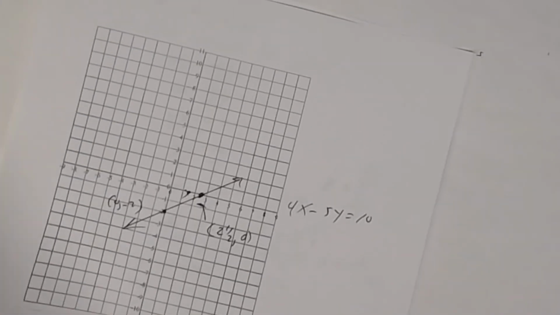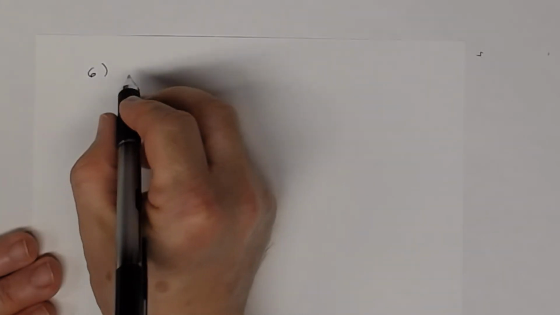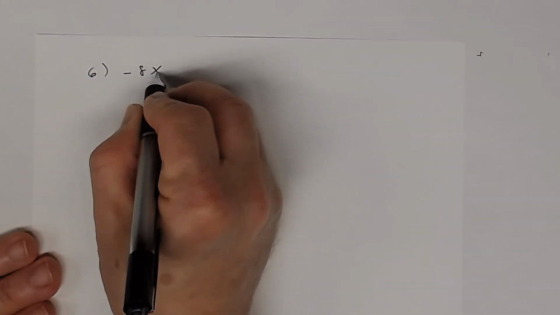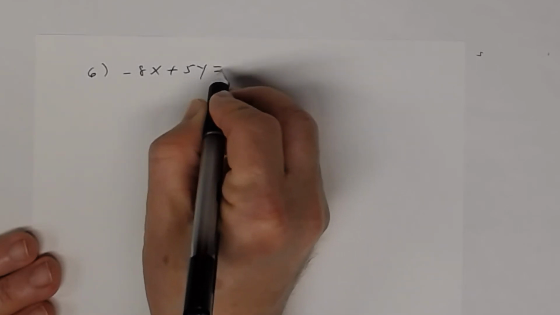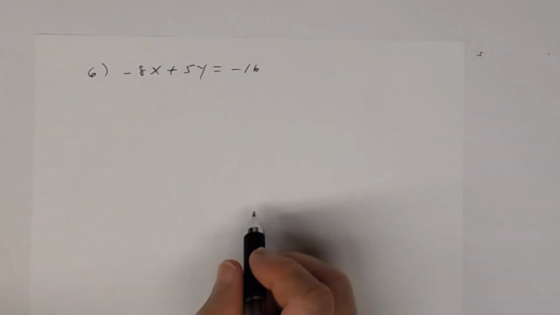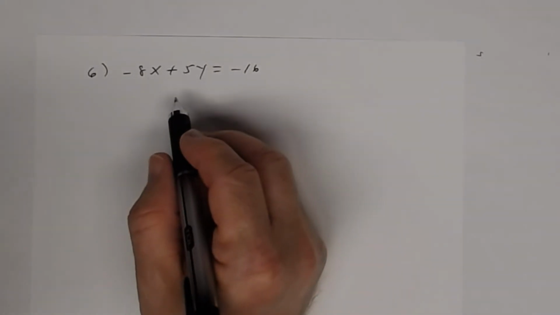All right, so let's do one more. All right, so I think you're getting this. Not difficult at all. It's a very simple process. You got this. And then finally, number 6. Let's suppose we had negative 8x plus 5y equal negative 16. Let's go through the process. Remember, x and y intercepts.